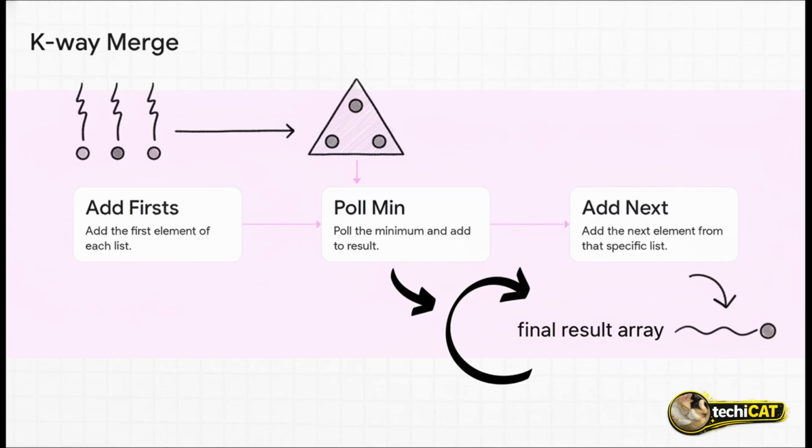Another absolute heavy hitter is the k-way merge, where you have to merge k sorted lists. Think about how elegantly the priority queue handles this. First, you add just the very first element of each of the lists right into your min heap. Next, you continuously pull the minimum value out of the heap and add it to your final result array. Finally, whichever list that minimum value just came from, you grab the next element from that specific list and drop it into the heap. You just keep this continuous flow going, pulling the minimum, adding the next in line element until all the lists are perfectly merged.